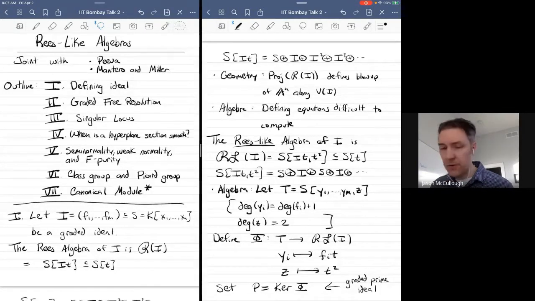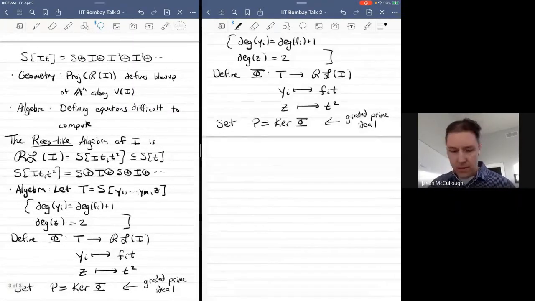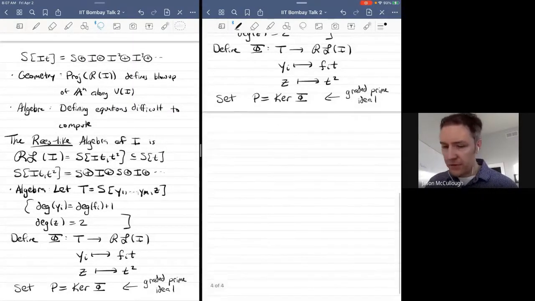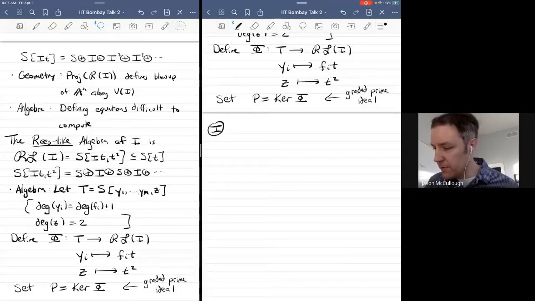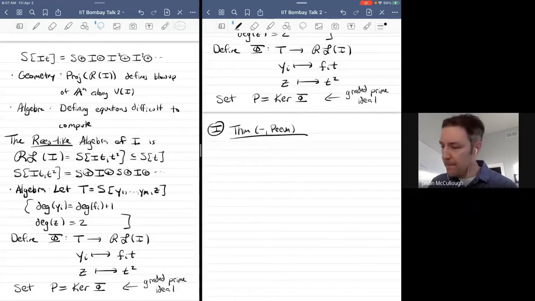Now, it's no longer standard graded, but we talked last week about how to fix the fact that it wasn't standard graded by doing one of these various standardization or homogenization techniques. So one of the first things Irene and I were able to prove was that unlike the case with the Rees algebra, the Rees-like algebra has completely understood defining equations with no assumptions on the ideal. So in other words, P is minimally generated by two sets of generators.